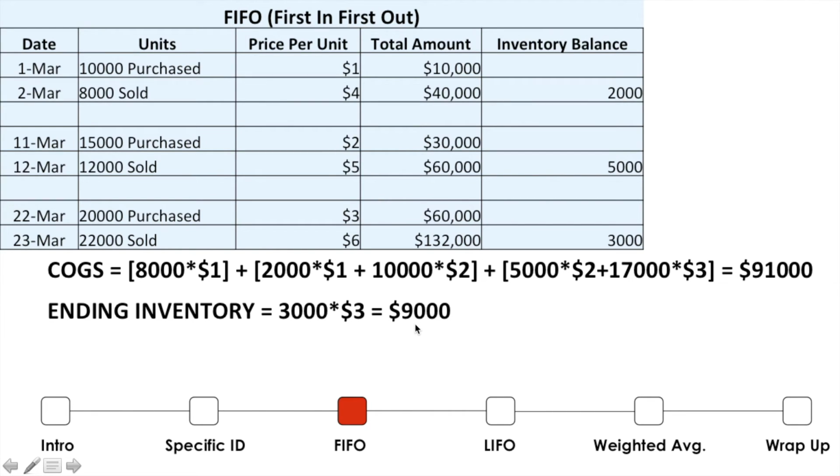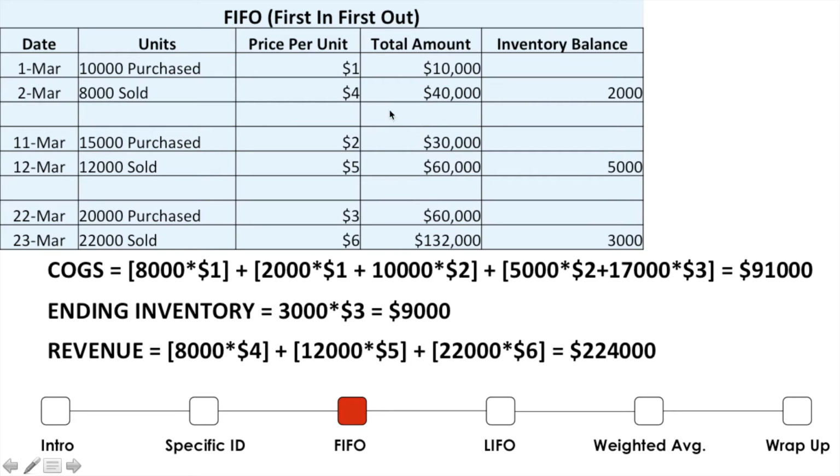And then you might have wondered why we didn't use the 4, the 5, and the 6. That's because they're used in calculating our revenue. 8,000 times $4 plus 12,000 times 5 plus 22,000 times 6 gives us a total revenue of $224,000. Revenue is always total number of units sold times the selling price of each unit.